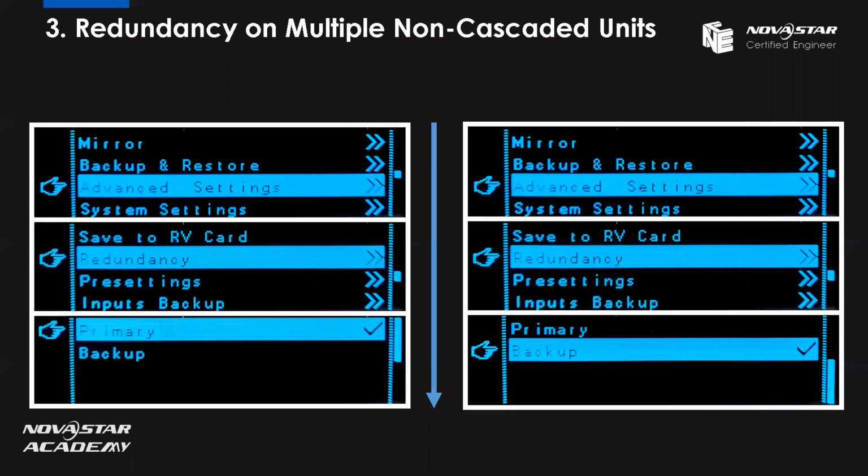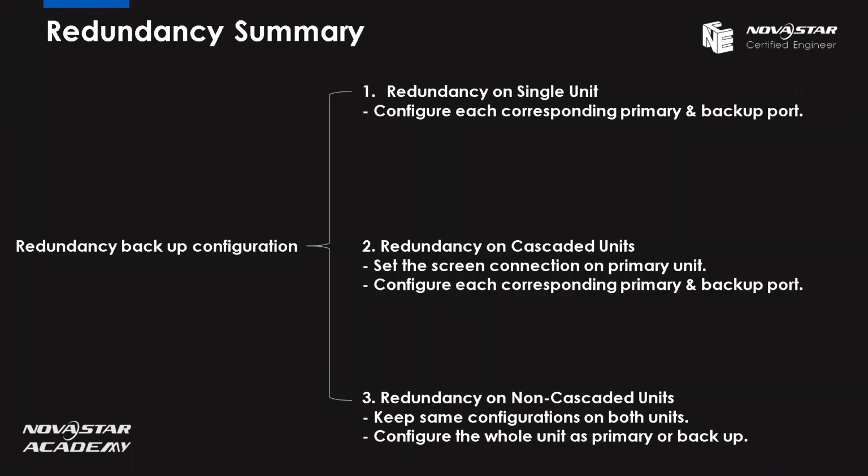Okay, that's it for the redundancy, and let's do a summary of the redundancy configuration. So the redundancy configuration, actually we have 3 ways. The first way is the redundancy on the single unit. We have to configure each corresponding primary and backup port. We need to know the relationship and tell the software one by one.